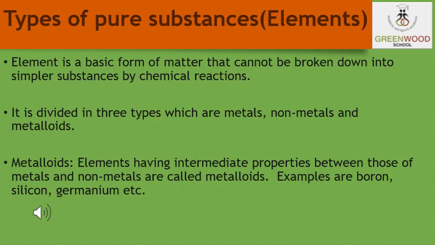Now students, let us discuss the pure substance. What is basically a pure substance? A substance which consists of only a single type of constituent particles is called a pure substance. For example, gold, water, etc. Based upon the nature of the constituent particles, a pure substance is of two types, that is the elements and the compounds. An element is basically a basic form of matter that cannot be broken down into simpler substances by any chemical reaction. An element is a pure substance.